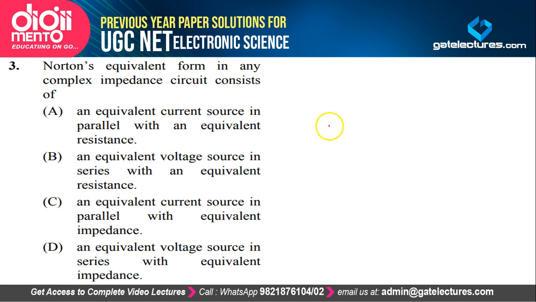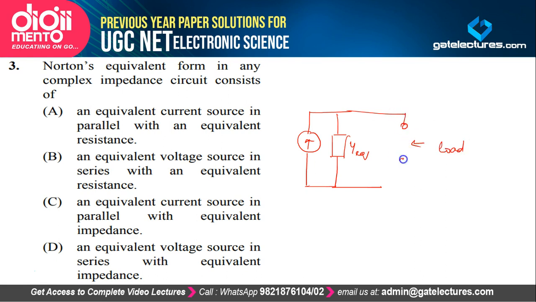Fine. So when we looked at Norton's theorem, we saw that all the circuit sources, current sources and voltage sources, are simplified as one singular equivalent current source in parallel with an equivalent impedance. And here you are going to apply the load between these points. So this is what happens in Norton's equivalent, right?